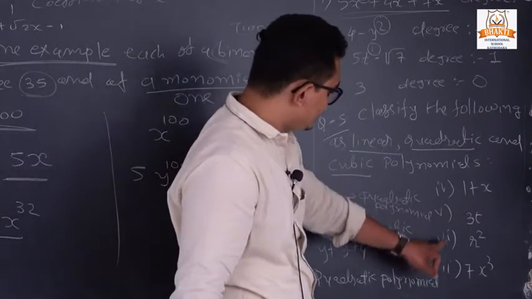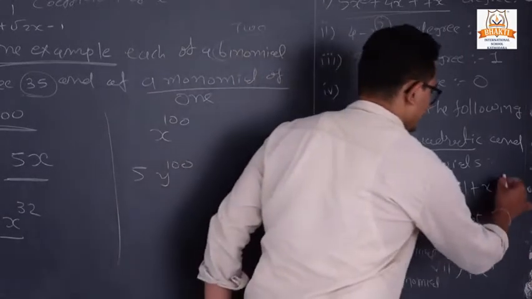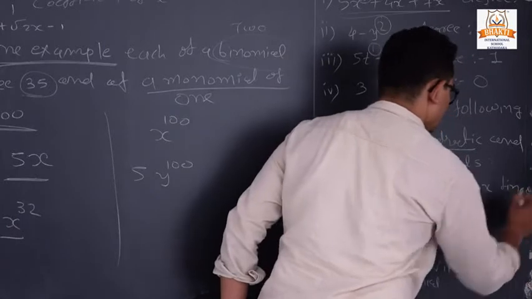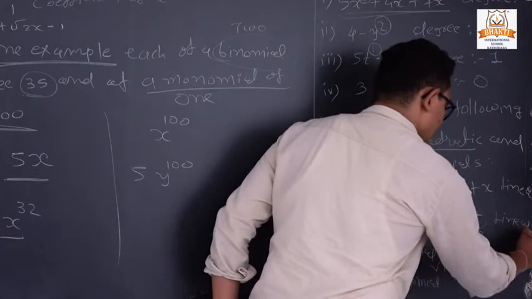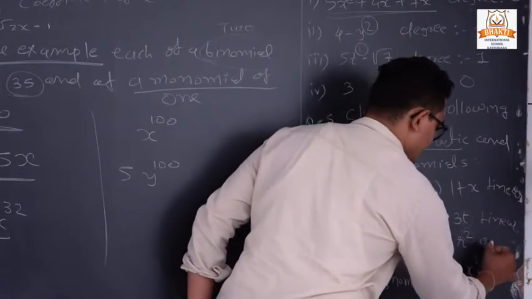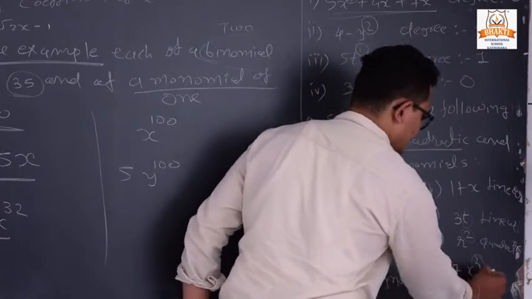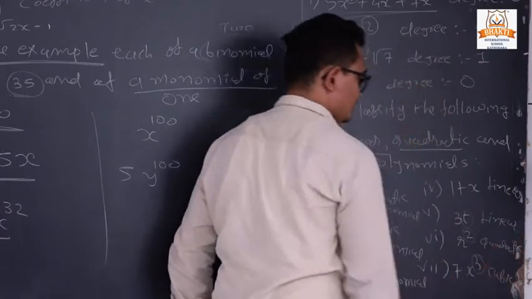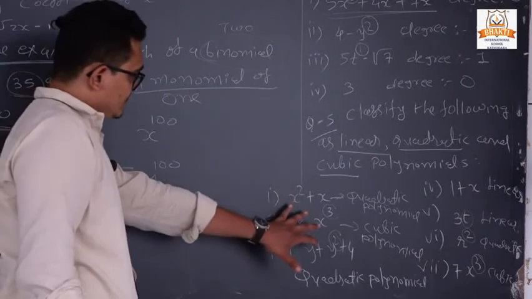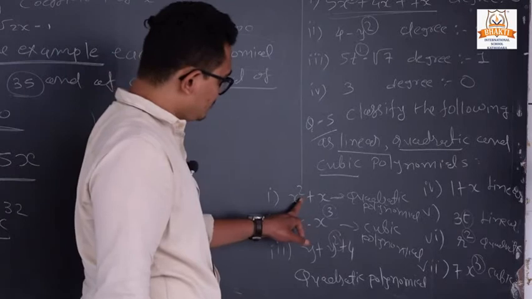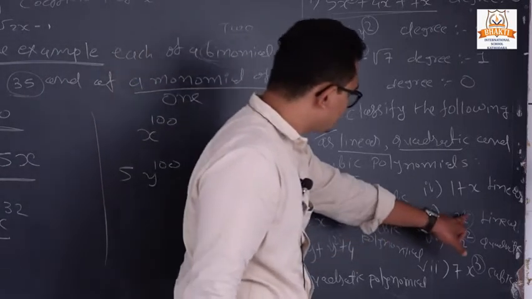Similarly, in these 4 questions, see that the maximum degree is 1, so it is linear. Second, once again it is linear. Here the maximum degree is 2, so it is called a quadratic polynomial. And last, the maximum degree is 3, so it is called a cubic polynomial. Clear? So if degree is 2, quadratic; degree is 3, cubic; maximum degree is 1, linear polynomial.